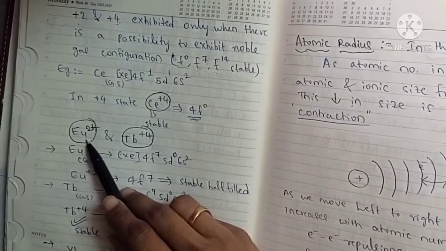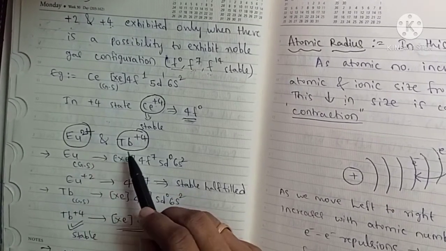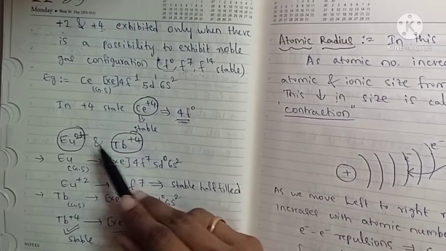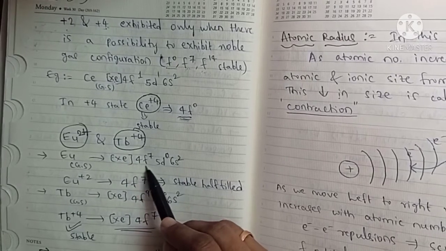In the same way, europium exhibits the +2 oxidation state and terbium exhibits the +4 oxidation state, because both of these attain a half-filled stable electronic configuration.